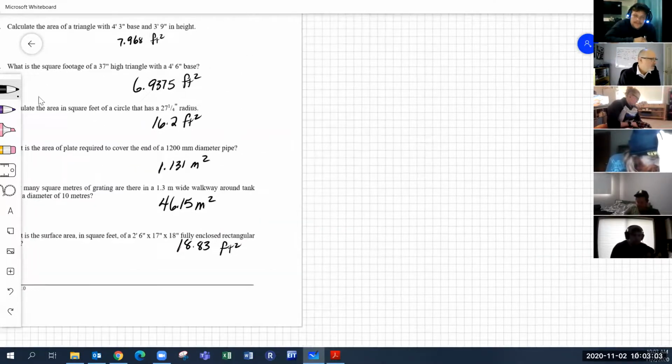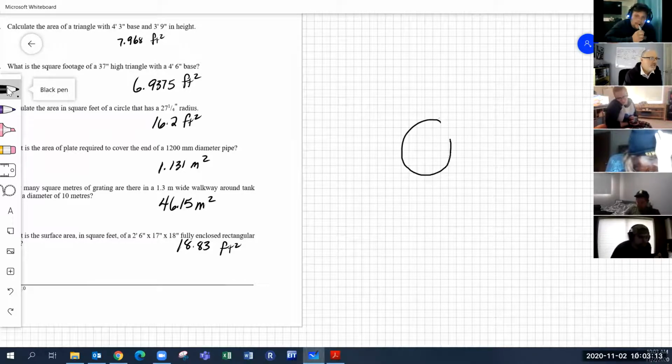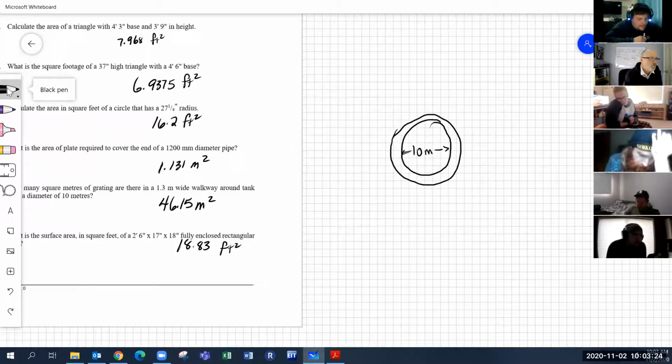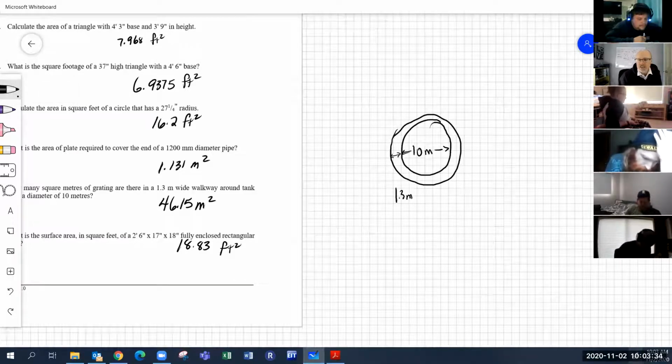Let me grab my pen here. If I draw a 10 meter top down view, 10 meters wide, so that's 10 meters. And then I have a walkway around this, and that walkway is 1.3 meters wide. So this is 1.3 meters wide. So we want to calculate the area of the walkway.